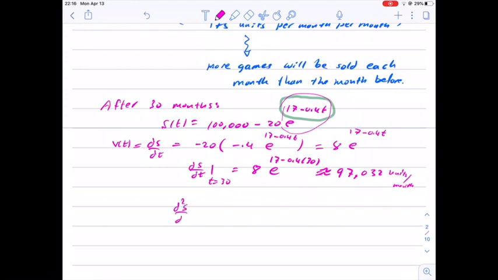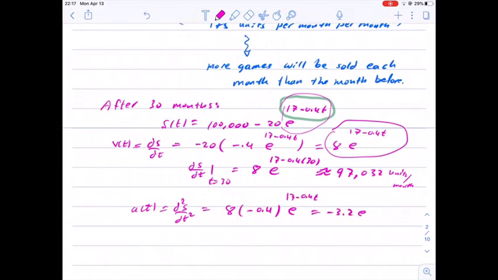Now what is the second derivative? d squared s over dt squared. This is the acceleration at time t, and this is negative 3.2. What is the derivative of the derivative? What is the derivative of this? It's 8 times negative 0.4, the derivative of the power, times the same exponential function, and that gives us negative 3.2 e to 17 minus 0.4 t.